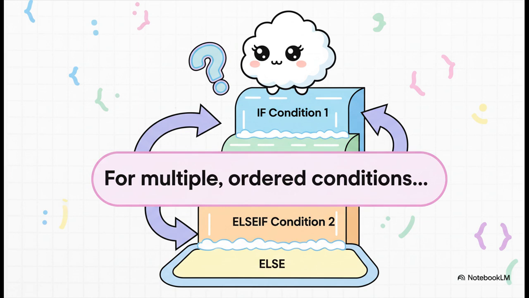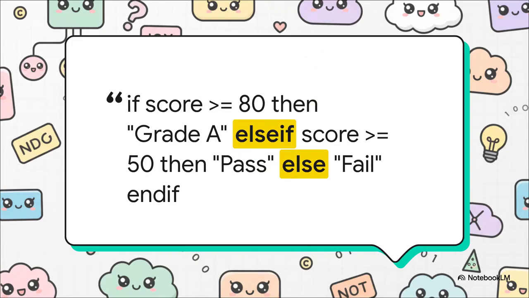This is your absolute go-to when you need to check a whole series of related conditions, one after the other. It's kind of like a waterfall of questions. This grading example is perfect. The code first asks, is the score 80 or above? If it is, boom, it prints grade A and the whole thing is done. It doesn't even look at the other conditions.